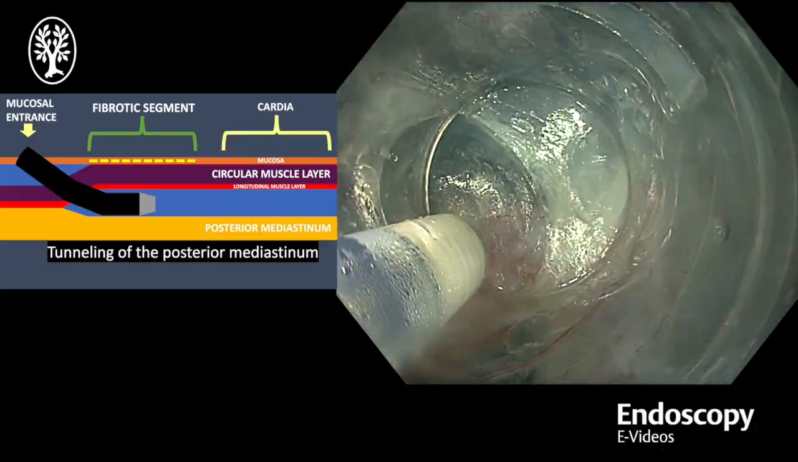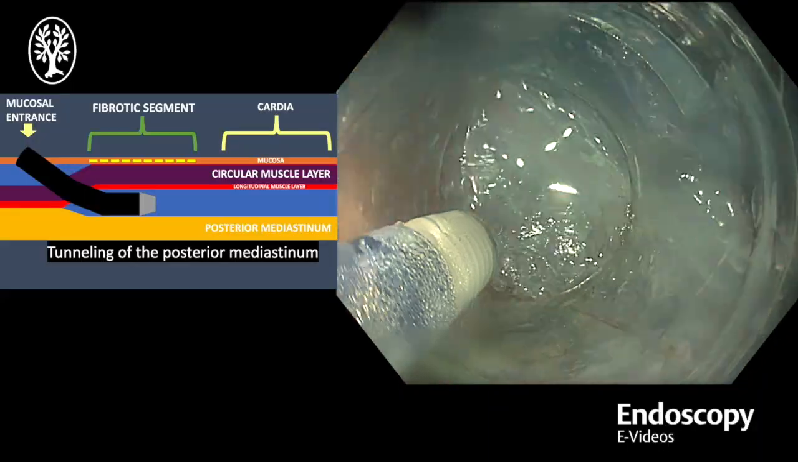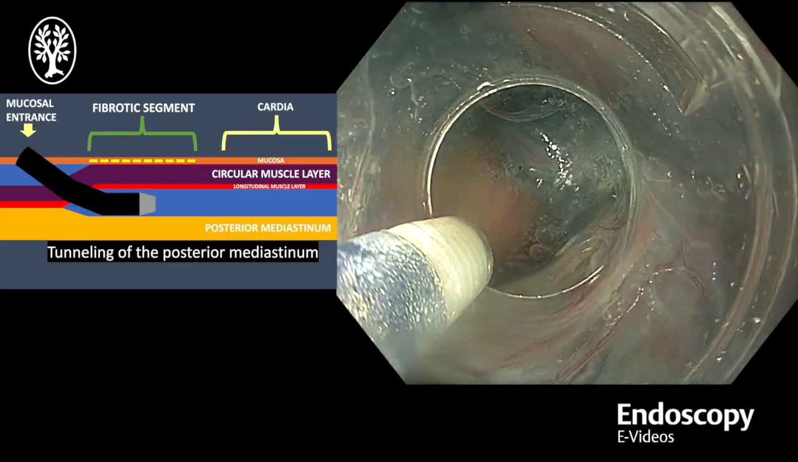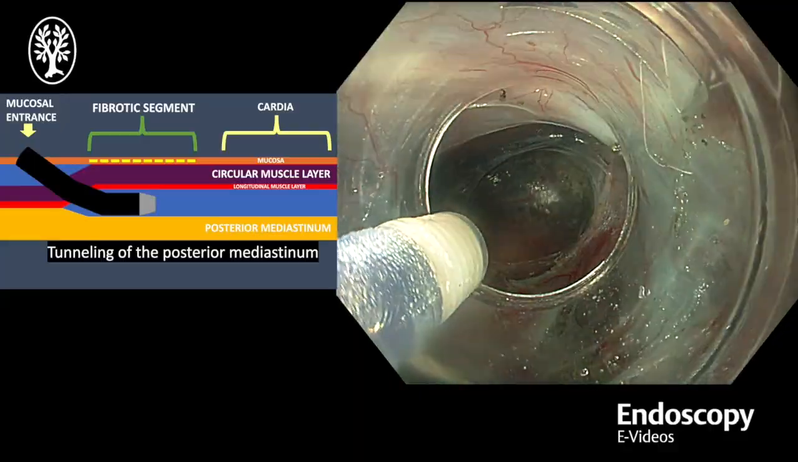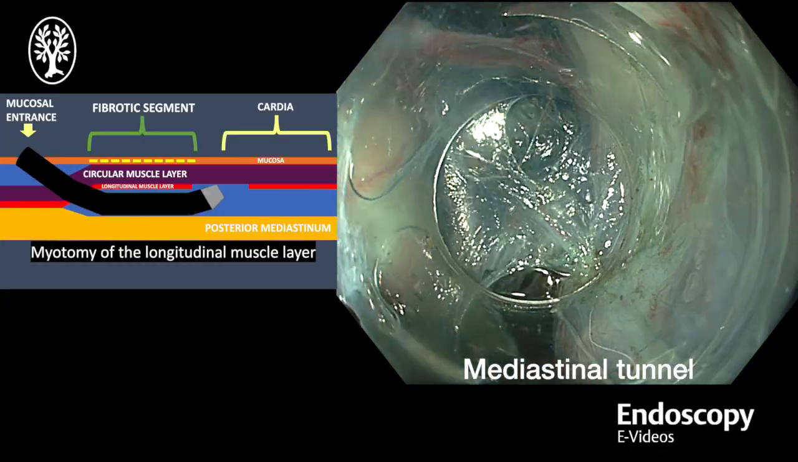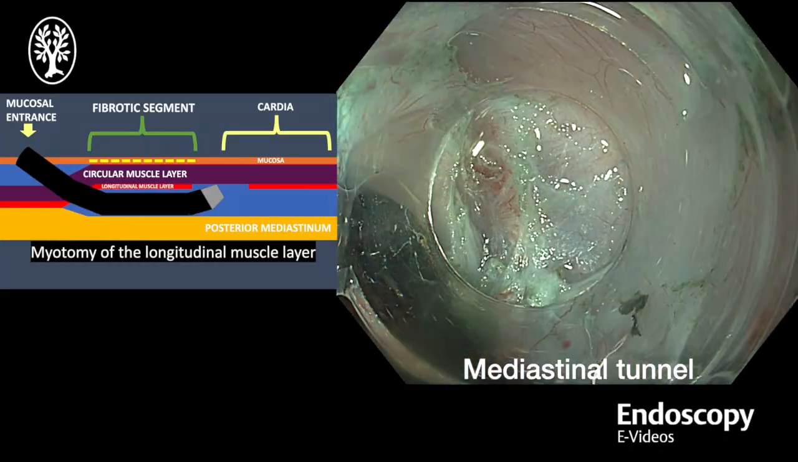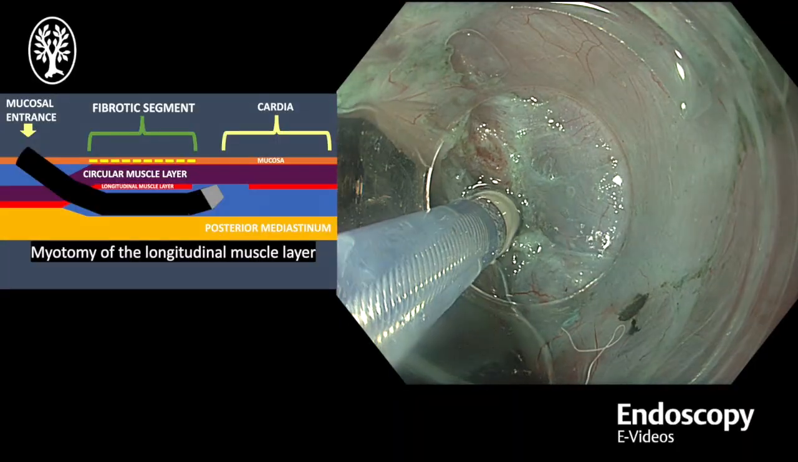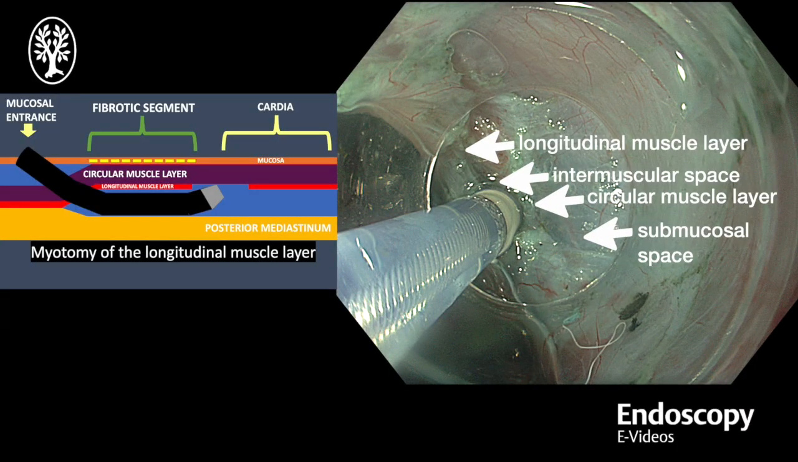The endoscope was therefore advanced into the posterior mediastinum and a 5 cm long tunnel was created parallel to the posterior esophageal wall. At this stage, the anatomical landmarks for the myotomy are illustrated: the longitudinal muscle layer, the intermuscular space, the circular muscle layer, and the submucosal space between the mucosa and the muscle layers.